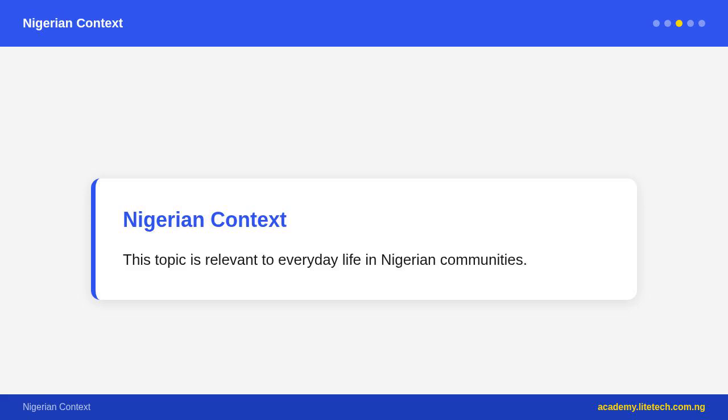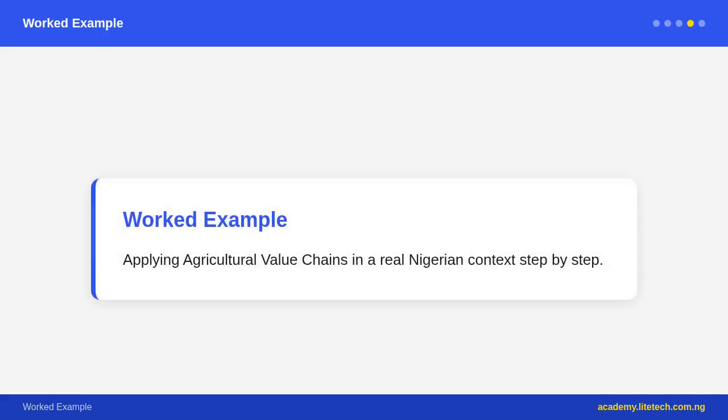Post-harvest losses: up to 40 to 50% of perishable fruits and vegetables in Nigeria are lost between harvest and consumption. This is a massive economic loss. Reducing post-harvest losses through better storage, cold storage, hermetic bags, processing, is one of the most impactful ways to improve value chain efficiency.